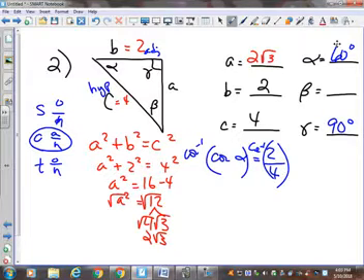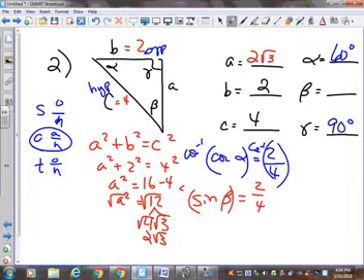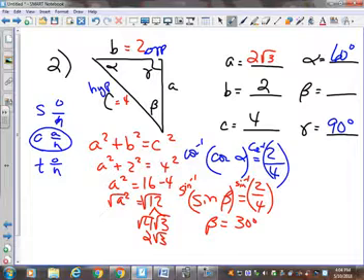So I want to relabel my picture now, and beta from that corner, B is not adjacent, B is opposite it, and hypotenuse is still the hypotenuse. So to work with beta, we would have to use sine because it's opposite the hypotenuse. So the sine of beta is equal to 2 over 4. And if you inverse it, then beta is going to come out to be 30 degrees.